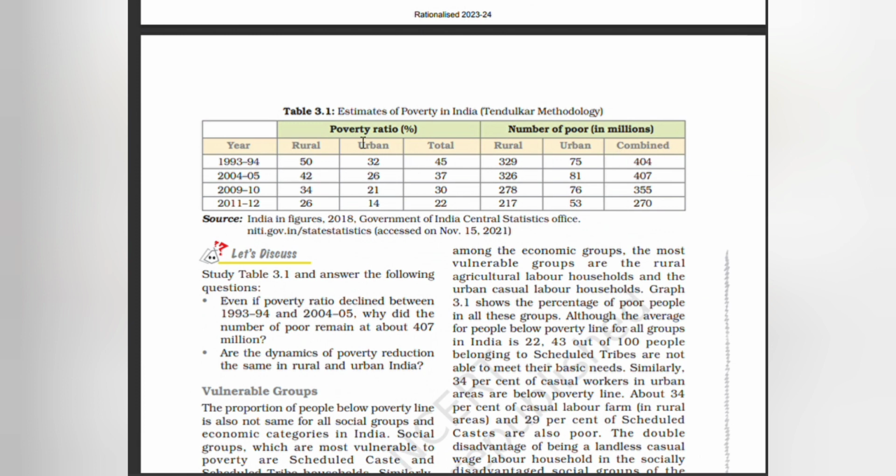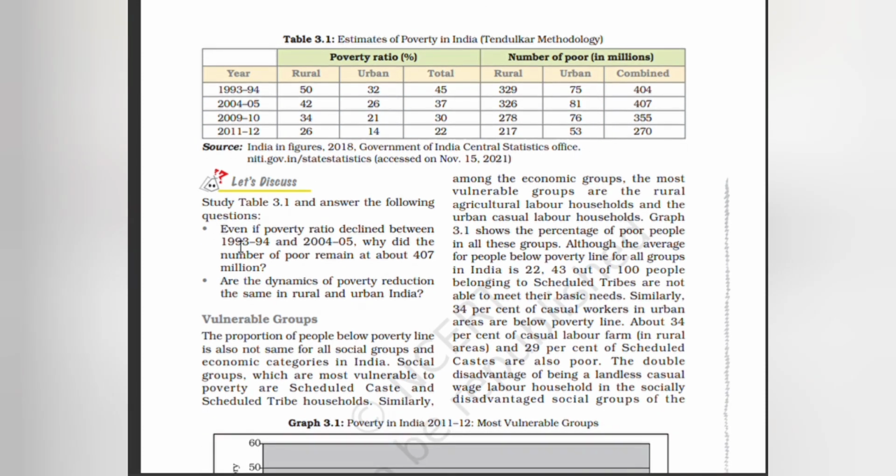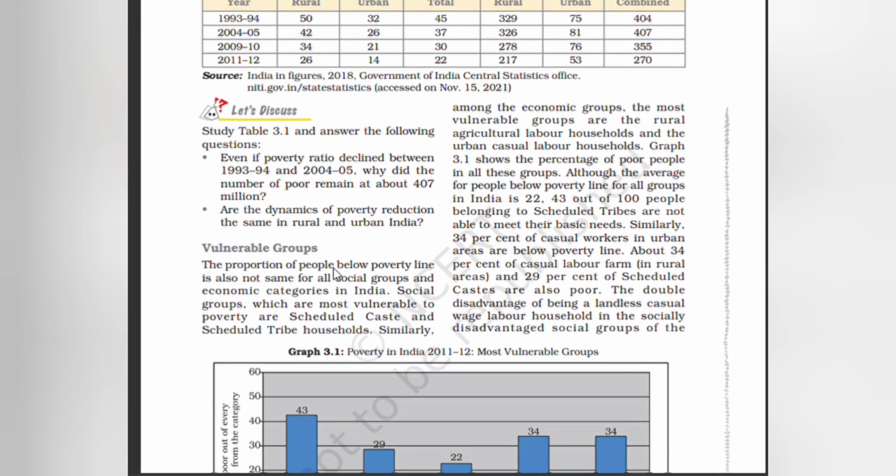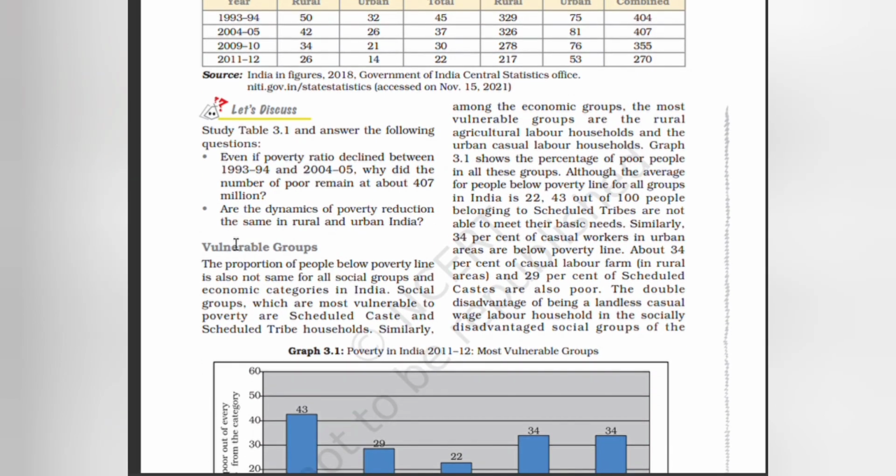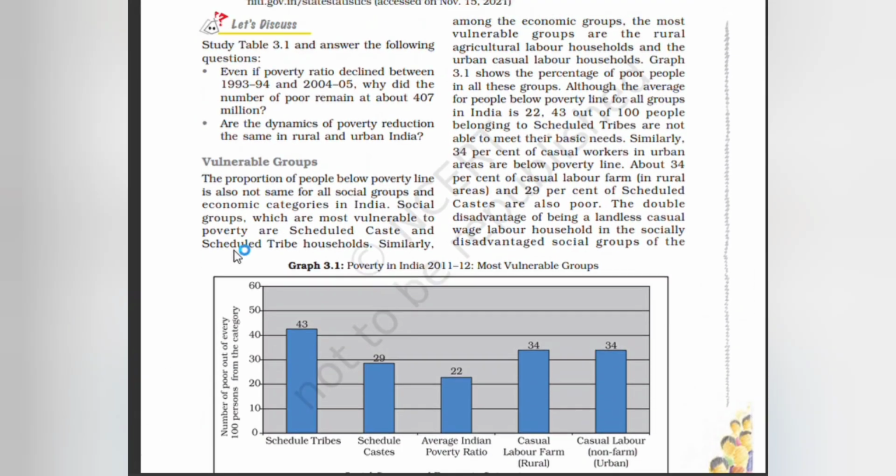Number of poverty ratio and number of poor in millions, 2011-12. Comparing it, the rural poverty is found to be declining, and in the urban also it is declining. Total it is given. Number of poor in rural is declining, urban also declining. Even if the poverty ratio declined between 1993-94 and 2004-5, why did the number of poor remain at about 407 million? Are the dynamics of poverty reduction the same in rural and urban India?